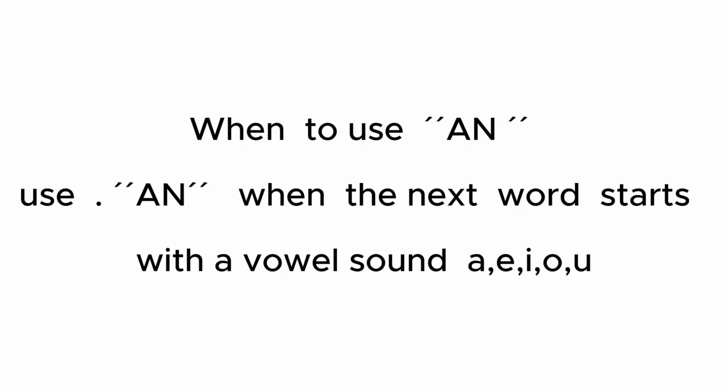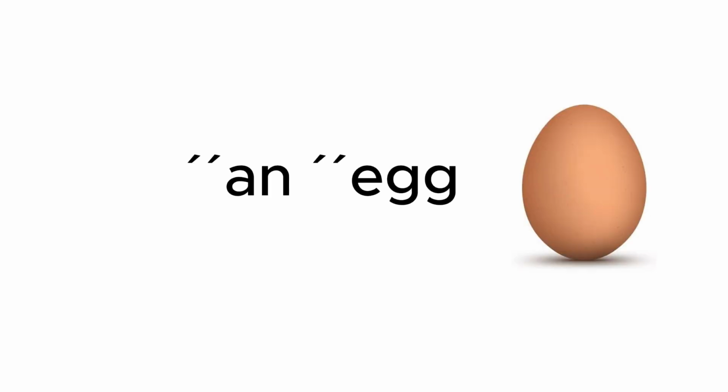When to use AN. Use AN when the next word starts with a vowel sound. A, E, I, O, U. Example: an apple, an egg, an umbrella.